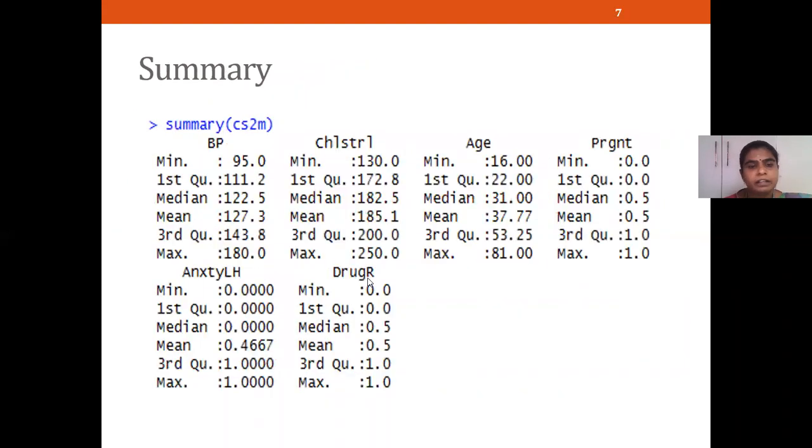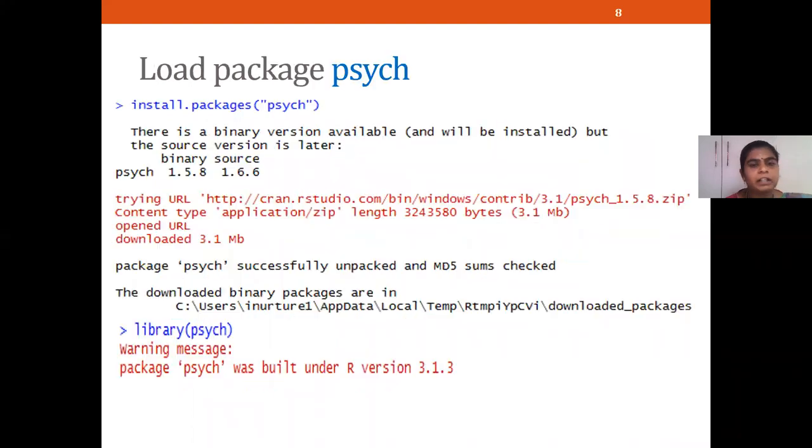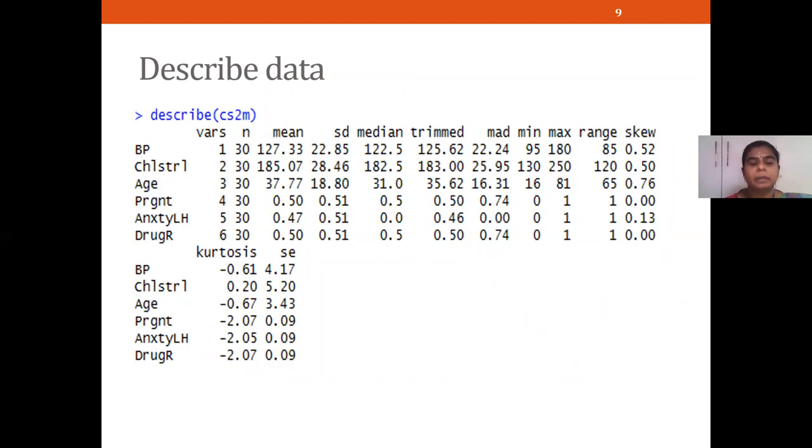Because summary is not giving all the values, but the perfect descriptive statistics is given with the help of the function called describe. Describe is descriptive statistics. To print the descriptive statistic values, I can call the function describe.